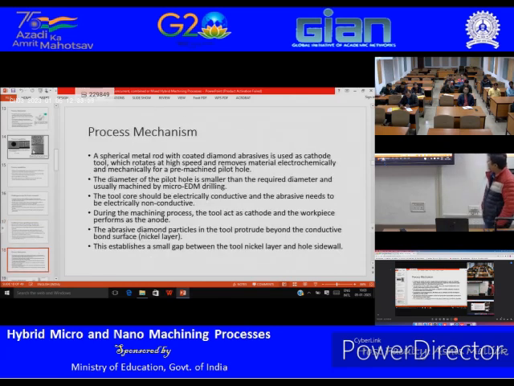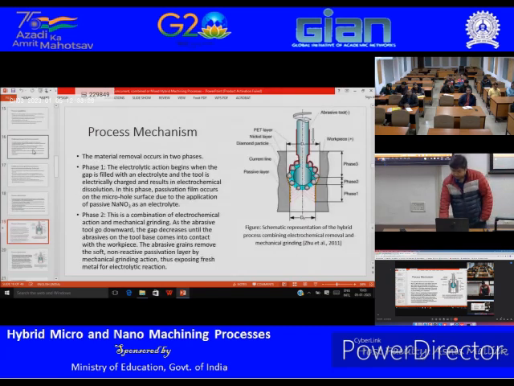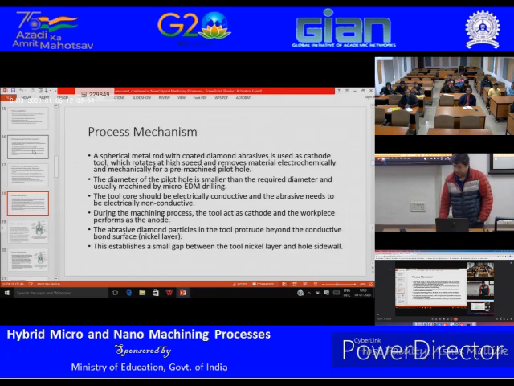So process mechanism. Usually I would like to see the picture side by side here. So this is the picture, but I think we'll talk about the process mechanism, the material removal mechanism. So as you can see, a spherical metal tool with coated diamond abrasive particles will be used as a cathode, and it rotates at very high speed and removes material electrochemically and mechanically on a predefined pilot hole.